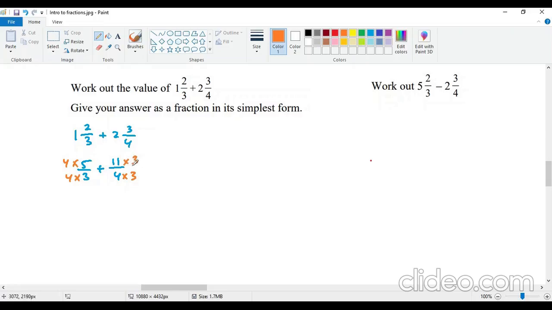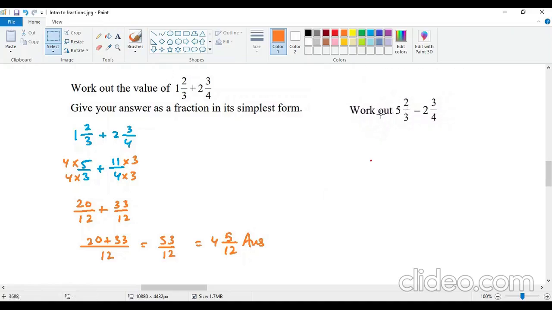This gives us 20 over 12 plus 33 over 12. 20 plus 33 gives us 53 over 12. 12 times 4 is 48. It's going to be 4 whole 5 over 12 as an answer. When it comes to subtraction, we'll do the same procedure.